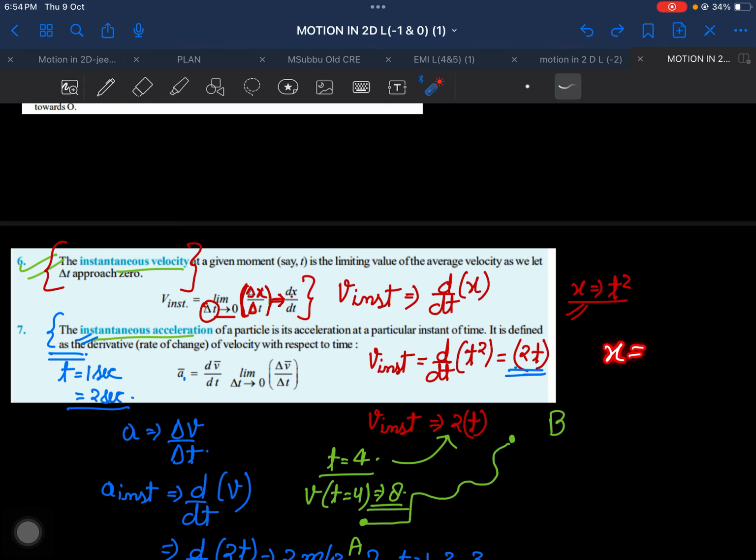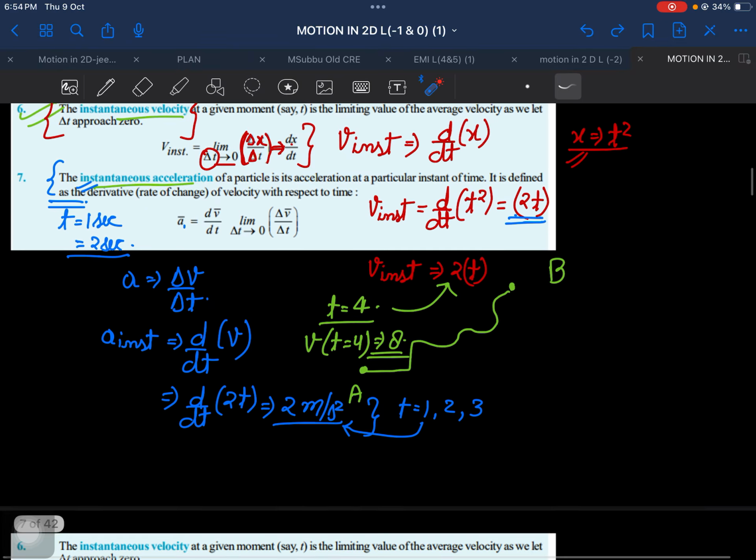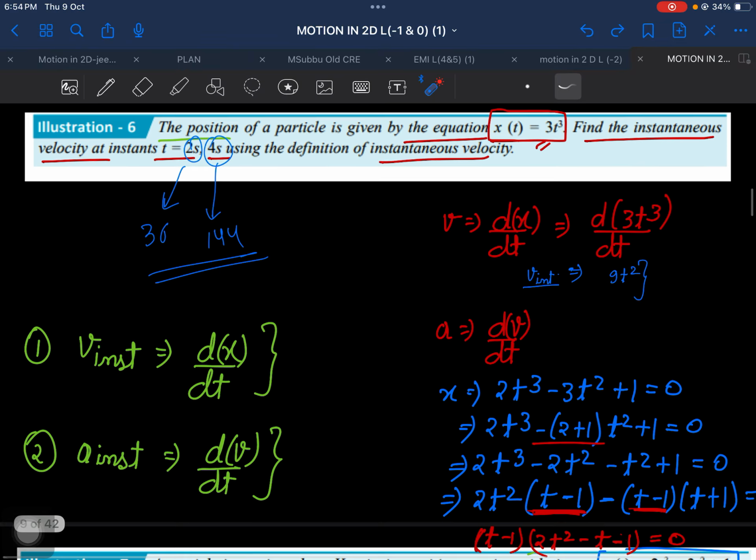Suppose x as a function of time is given, right? So we can differentiate this to find velocity as a function of time. Clear? This will give you velocity as a function of time, and if you differentiate this velocity, dv by dt, then you will get acceleration as a function of time, right? So that's how we will move here in this case. Okay, we have seen some examples based on that, right?